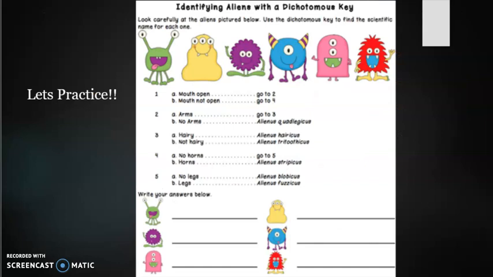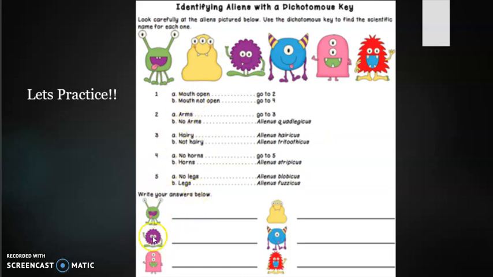Sometimes you may have things that are not familiar to you, like these little aliens. So let's look at this green alien here, and we would need to start. Statement 1, is his mouth open or not open? It is open, go to 2. Does he have arms or no arms? He does not have any arms, so he is Alienus quadrilegicus. Weird name, right? They tried to Latinize it to make it look scientific.